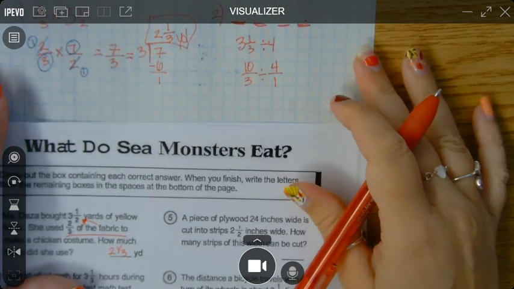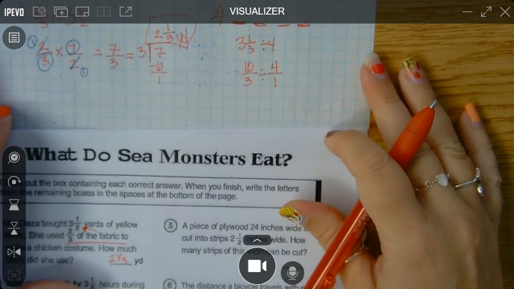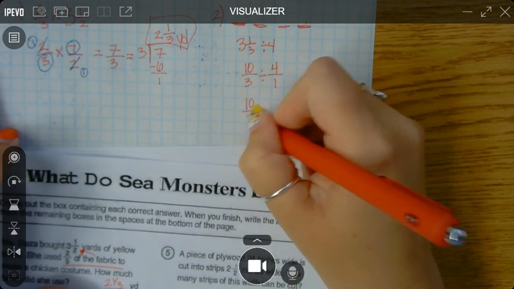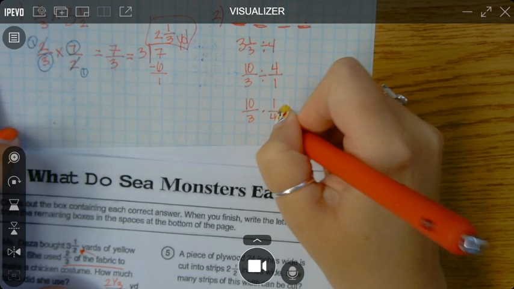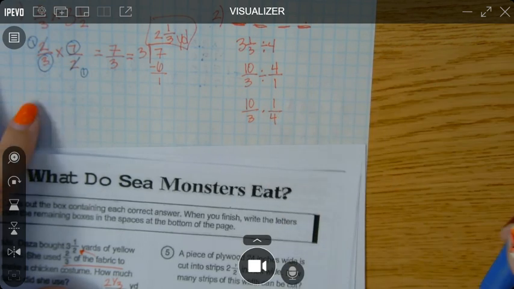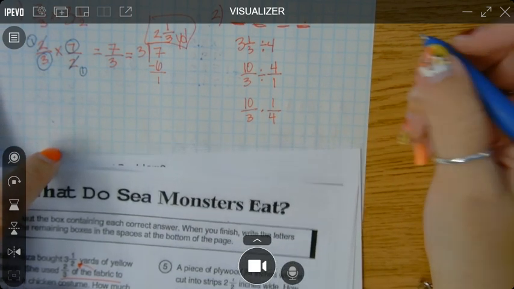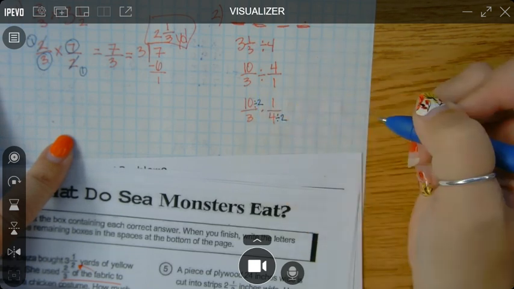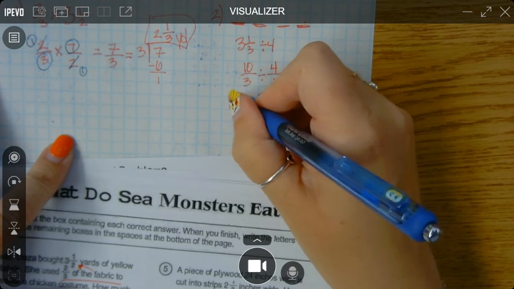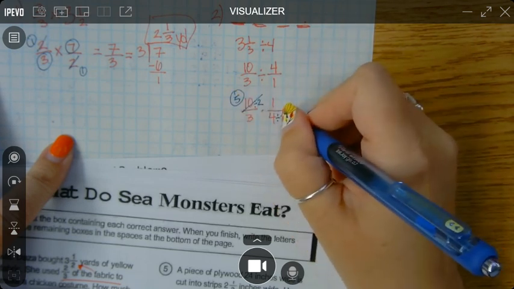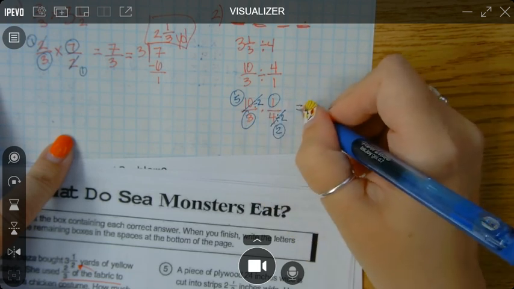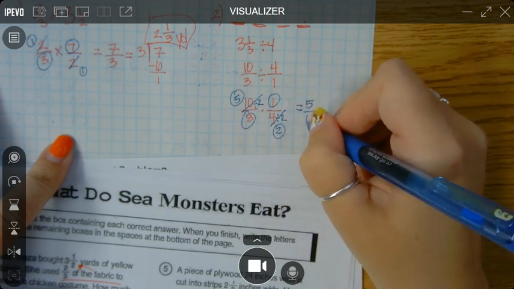Now you can't just jump in when you're dividing. Remember, we can only multiply with fractions, so I'm going to do keep, change, and then flip. Once you have a multiplication problem, you can look to see if you can cross cancel or reduce anything. And I see that 2 can go into both of these. So 10 divided by 2 is 5, and 4 divided by 2 is 2. So now when you multiply across, on top you get 5, on the bottom you get 6.